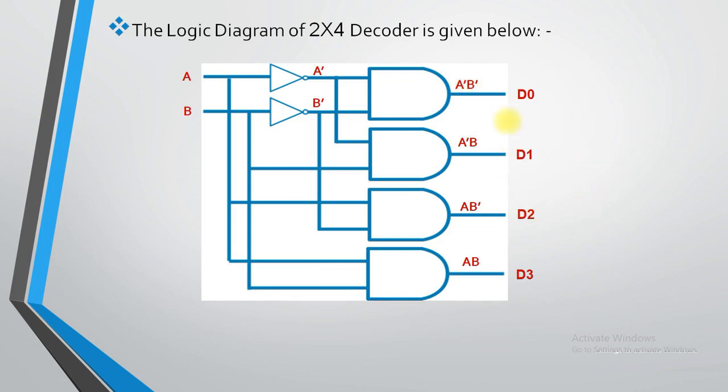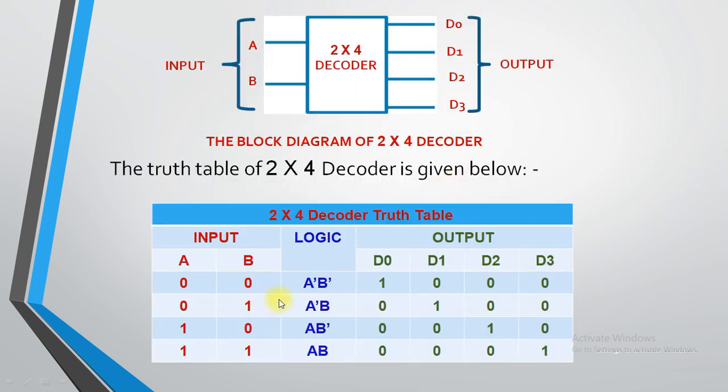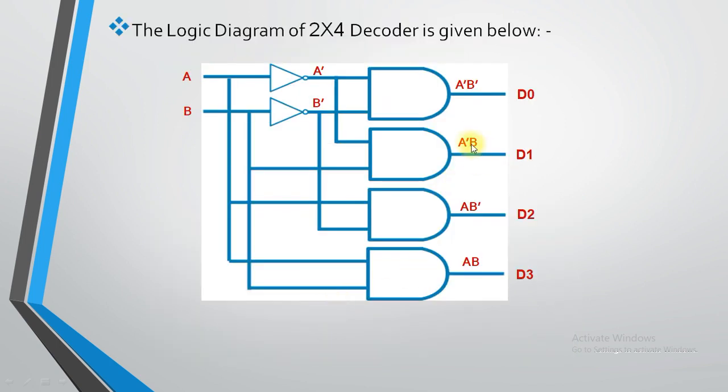For the second case, that means D1, consider the D1 line, which is the second combination from the logic. Now, over here A dash B is the logic. So A dash B I need to write over here.